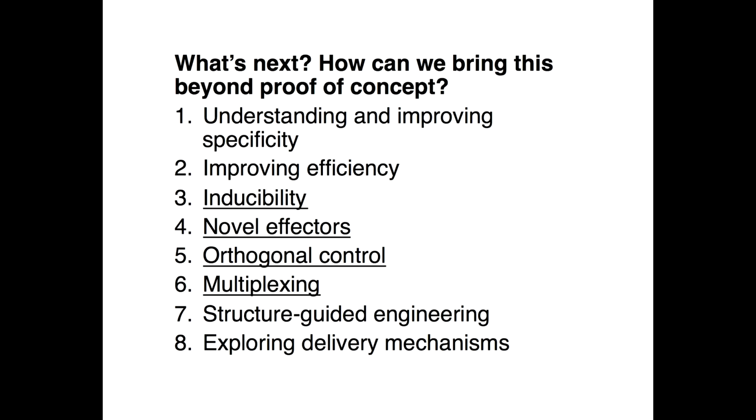So that's efficiency, and now we've talked about specificity. Let's talk briefly about inducibility, novel effectors, and orthogonal control or multiplexing. It turns out if you can catalytically inactivate one catalytic domain of Cas9 to convert it into a nickase, what if you did it for both of those to make it a catalytically dead Cas9 or dCas9? That becomes a generalized DNA binding domain. Then you can simply fuse these to different functional effectors to recruit those functions to your locus of interest.